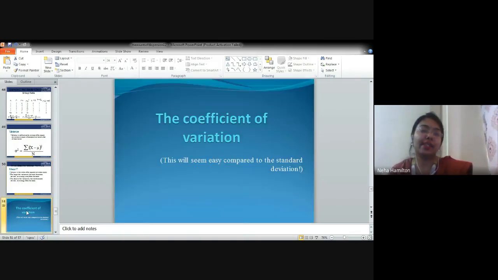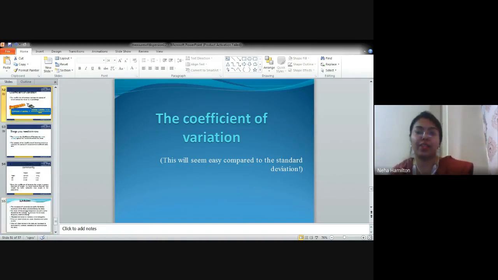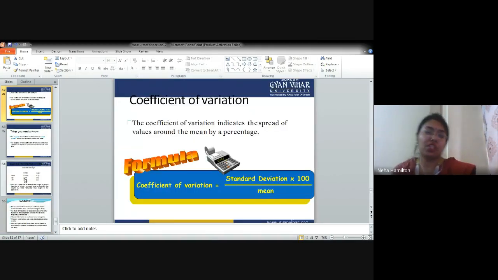Now let us understand the coefficient of variation. What is the coefficient of variation? The coefficient of variation indicates the spread of values around the mean as a percentage. Earlier, we were calculating just in numbers, but now we are calculating it in percentage. So it is very simple. You find the standard deviation, multiply it by 100 and divide it by the mean, right? This is the simple formula we have to remember: standard deviation multiplied by 100 divided by mean.